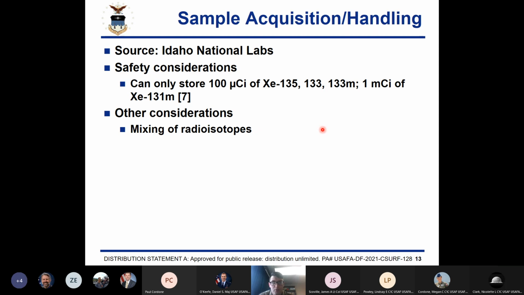So starting with sample acquisition and handling, we've identified Idaho National Labs as a potential source for our radioisotopes. Because these are radioactive gases, we can only store a certain amount of them at a time, limited by the sample activity. For most of the isotopes, we can only store about 100 microcuries, but for xenon 131M, we can bump that up to about 1 millicurie. The other big consideration is whether the radioisotopes are going to come in separate containers or whether they'll all come mixed together. If they do come mixed, we're going to need to devise a method to differentiate them from each other when we run our actual experiment.